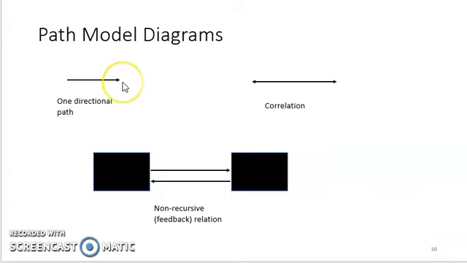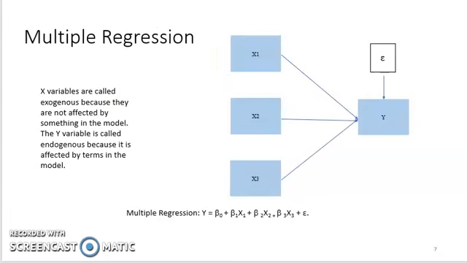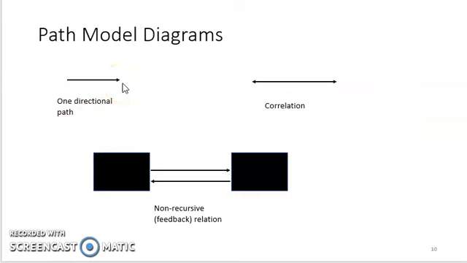So this is a one-directional path. For example, if we go back, I'm going to go back to slide 7. You see these one-directional paths, x1 and x2 and x3 to y, which means that y is a function of those variables. And we see in this case, those are one-directional paths. If you have a two-directional path, either straight and sometimes curved, that represents a correlation. So that's just a correlated effect. It's not actually a regression.